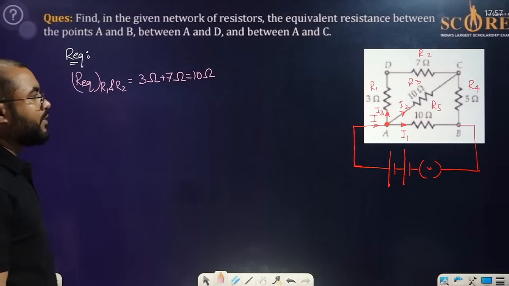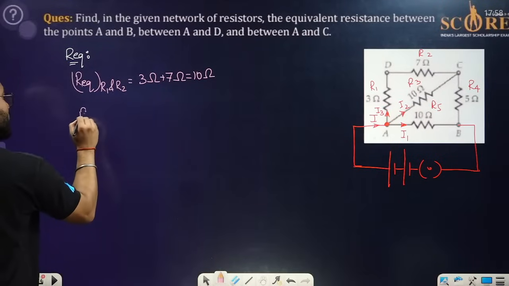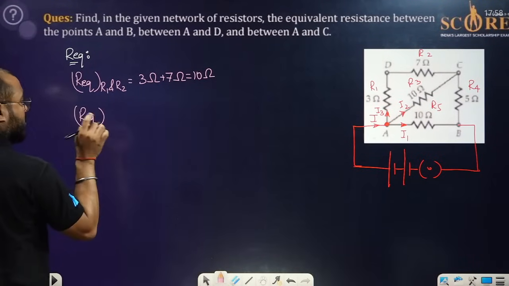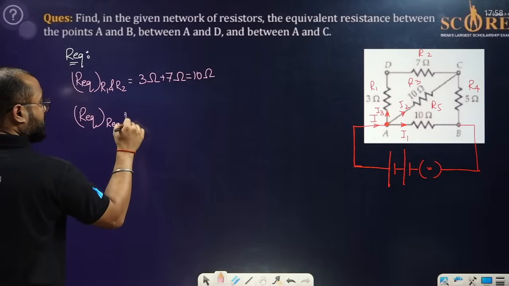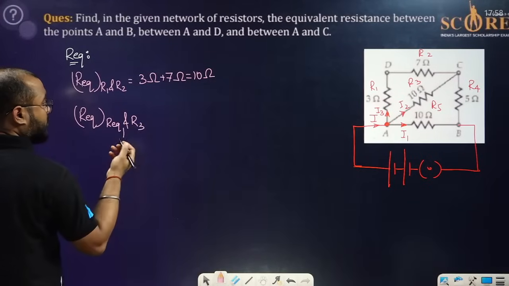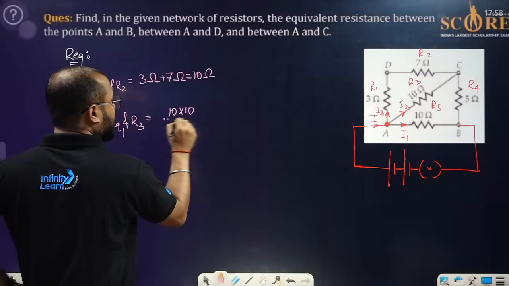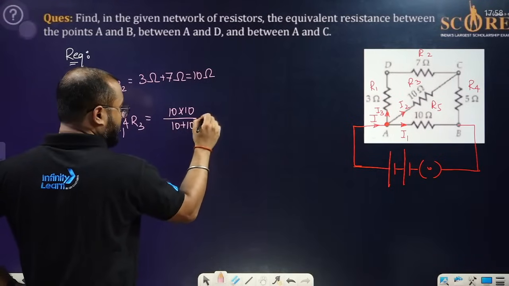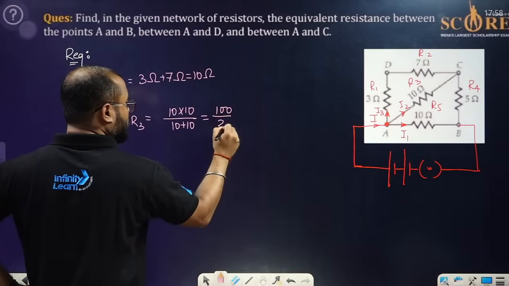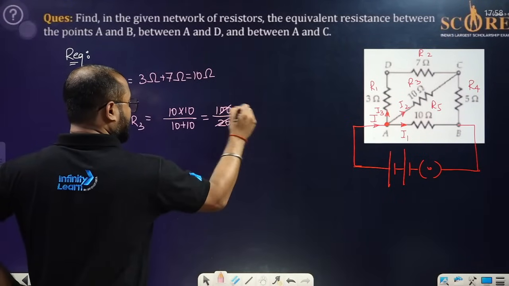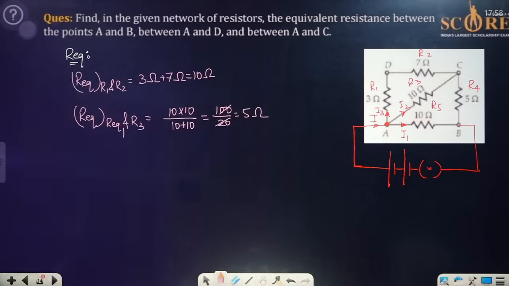That 10 ohm is parallel to R3. So the R equivalent for R1 and R3, because they are parallel, is 10 multiplied by 10 divided by 10 plus 10. I believe you remember the formula. 100 divided by 20, this cancels out, and that is going to be 5 ohm, everyone. That is going to be 5 ohm.